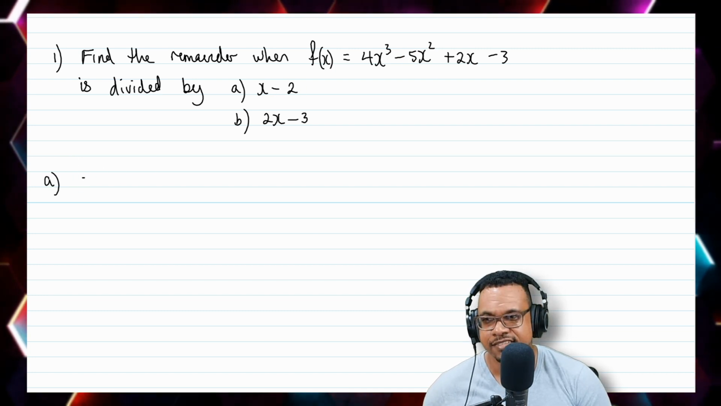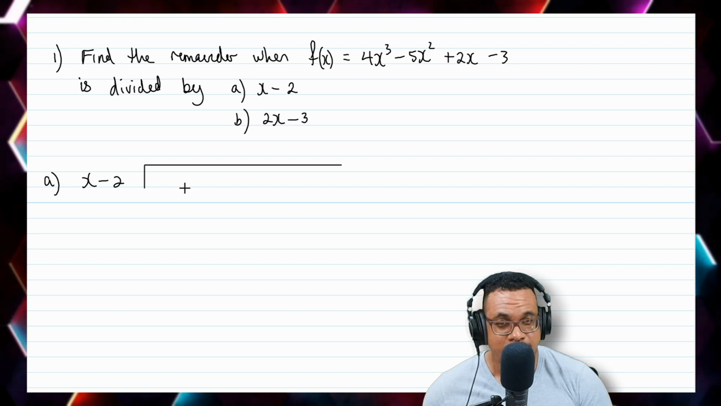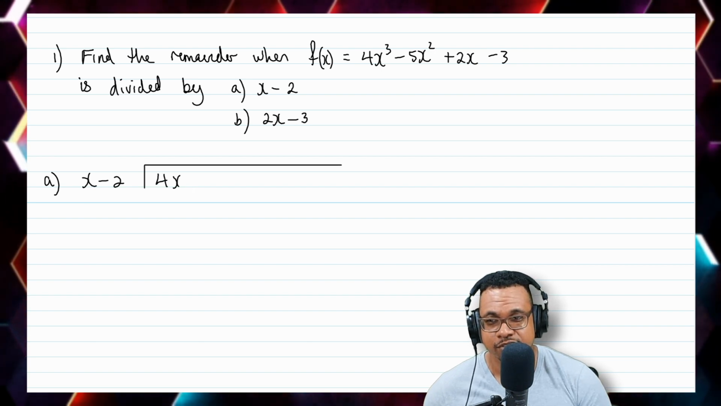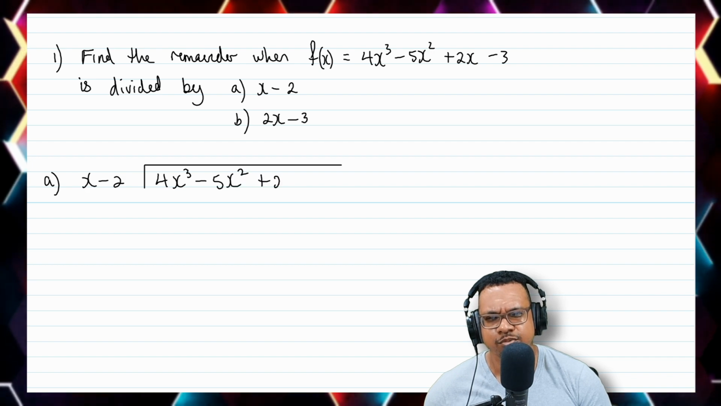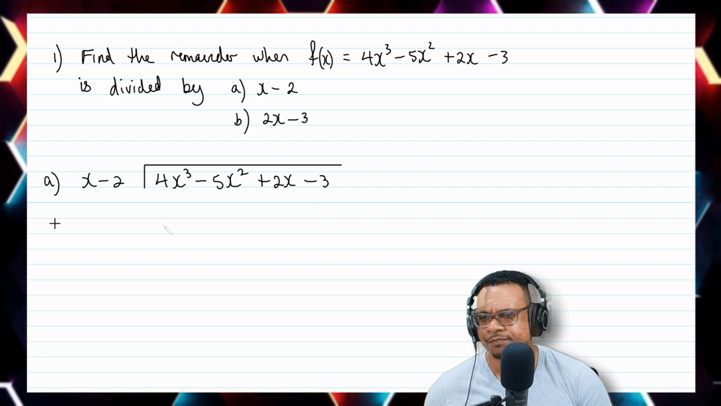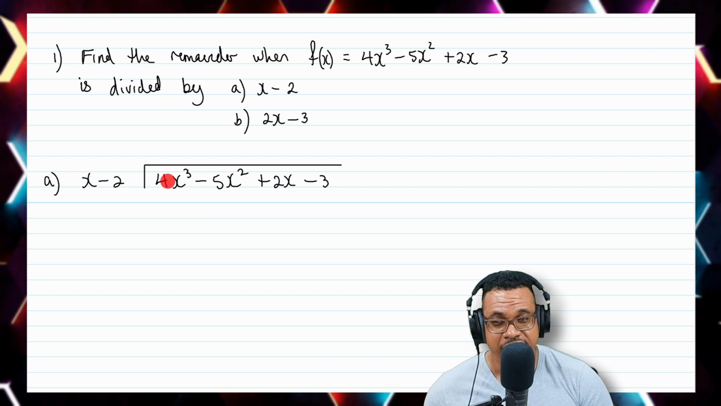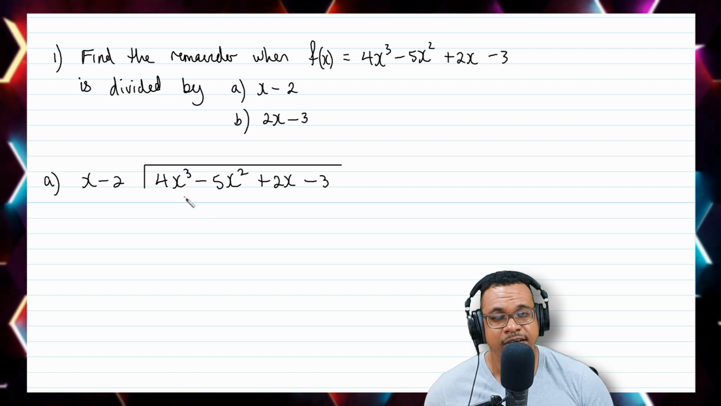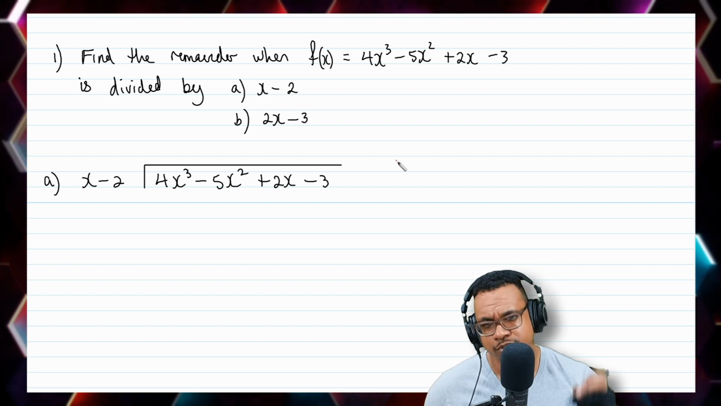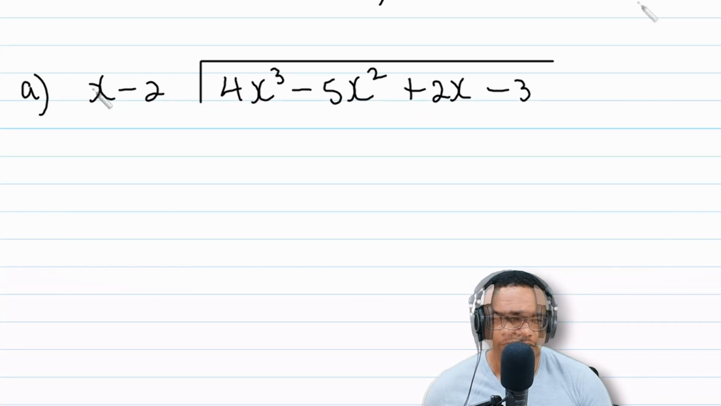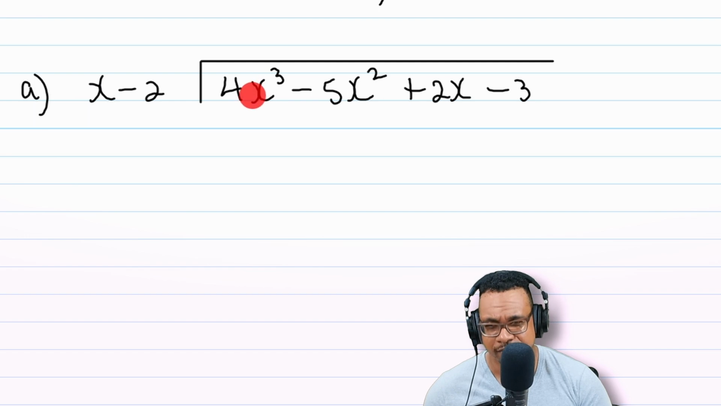So I'll have x take away 2 into my polynomial, which is the 4x cubed take away 5x squared plus 2x take away 3. Now for a more detailed explanation of the division of polynomials, you can see my video for division of polynomials. I'll put the link in the description, and also you can click this card at the top. So I'll say x into 4x cubed, which will give 4x squared.